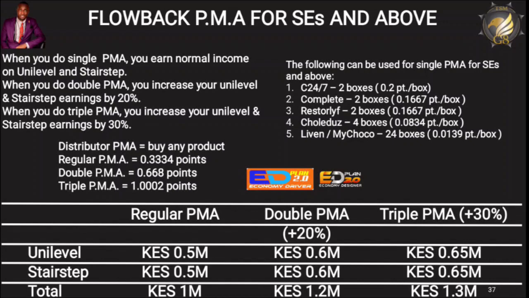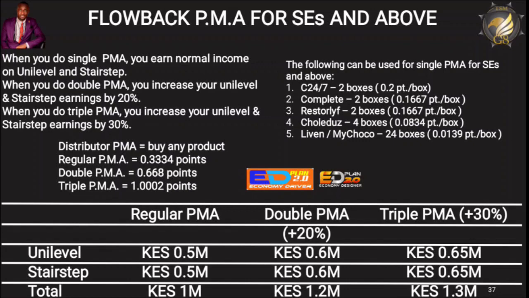Okay, so if you're a distributor, you do your PMA by buying any product from the company. We have the Pan Slim, which is about 900 Kenyan shillings. We have the Kidigamis, which is 650. We have the Complete Phytonijeza, which is about 900 Kenyan shillings. The C24, which is 1,000. That is the smallest product you can buy.